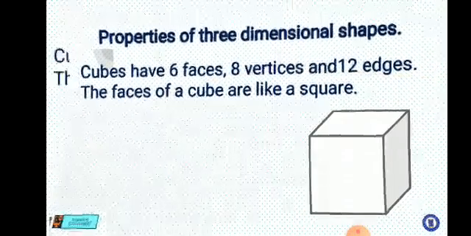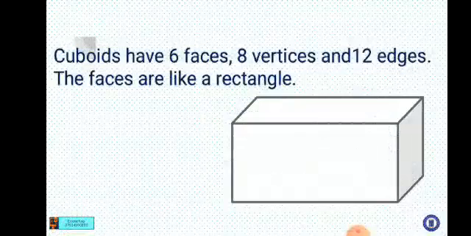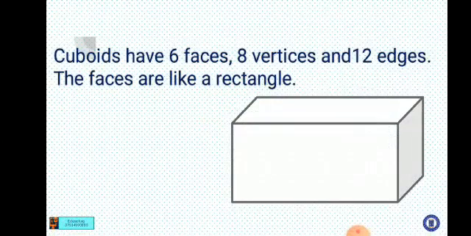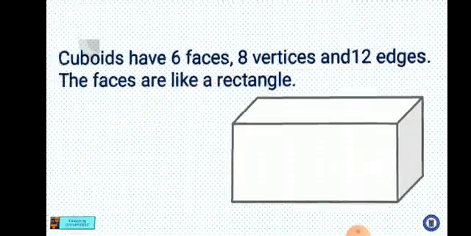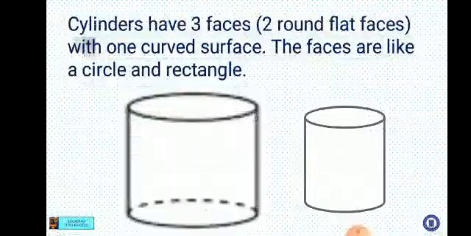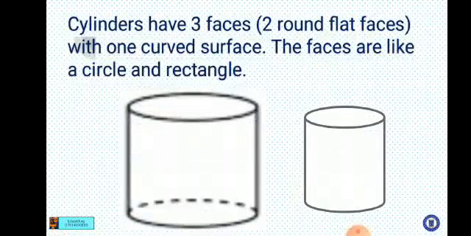The second one is cuboids. Cuboids have 6 faces, 8 vertices, and 12 edges. The faces are like a rectangle, and the diagram is shown below. Then the next one, which is the third one, is cylinders. Cylinders have three faces, that is, two round flat faces with one curved surface. The faces are like a circle and rectangle.